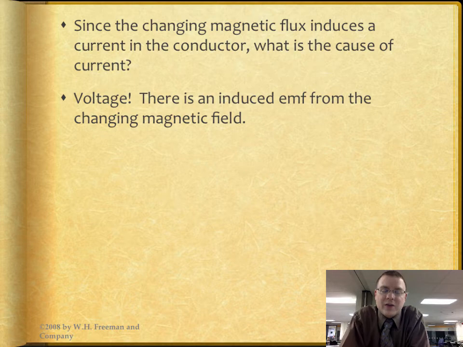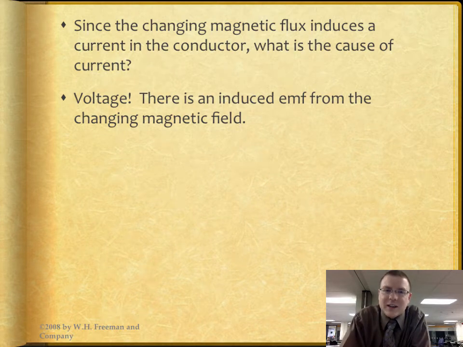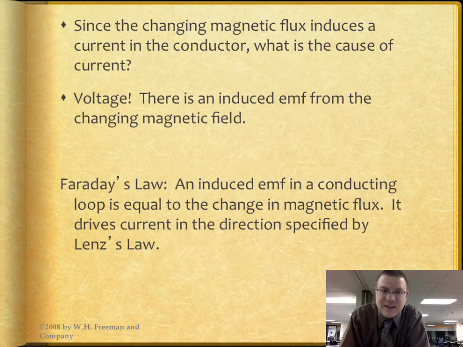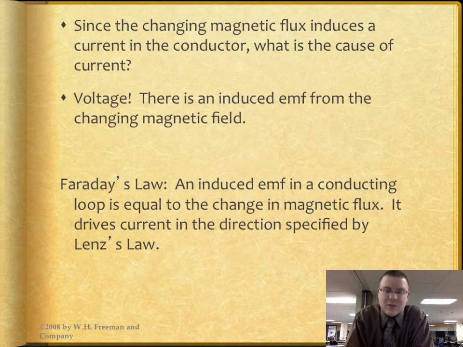So when we have induced currents because of these changing magnetic fluxes, that means there must be an induced EMF, or an induced voltage, from this changing magnetic field. So Faraday simply said this: an induced EMF in a conductor is equal to the change in magnetic flux, and that change in magnetic flux will drive current through the conductor in the direction specified by Lenz's law. So the direction that we talked about, where the magnetic inertia wants to maintain the flux that it was used to having. So this is Faraday's equation.